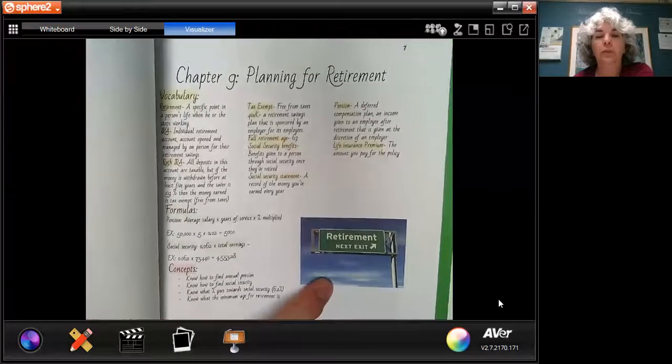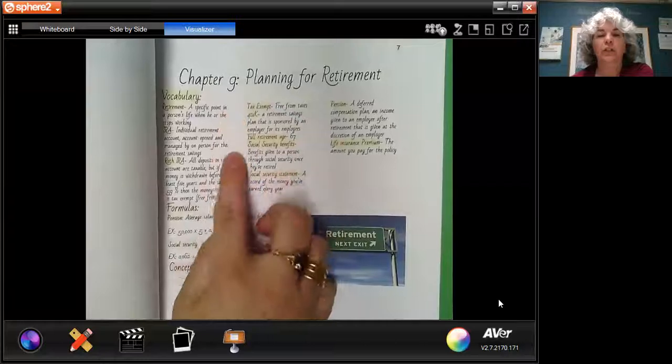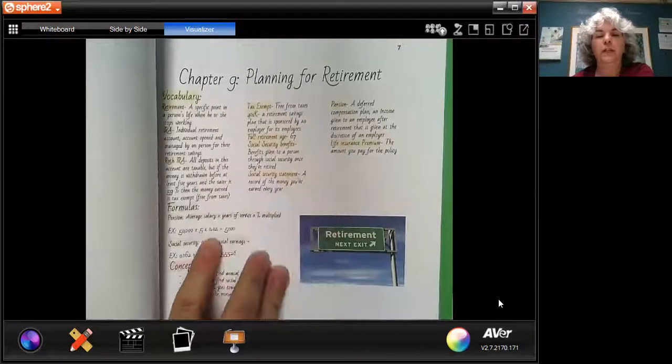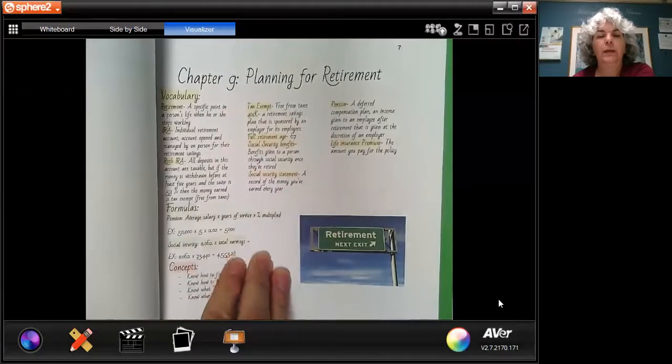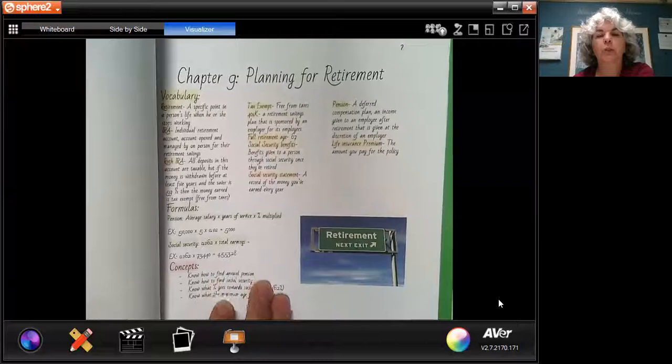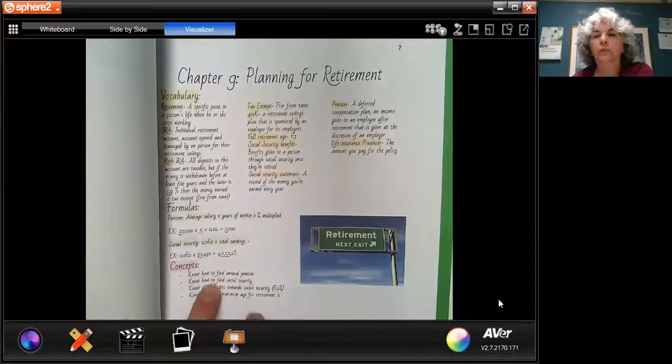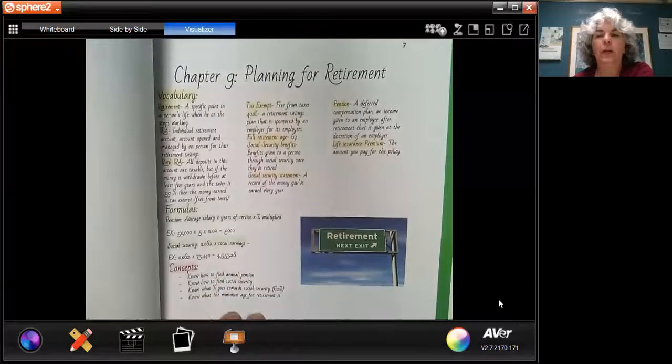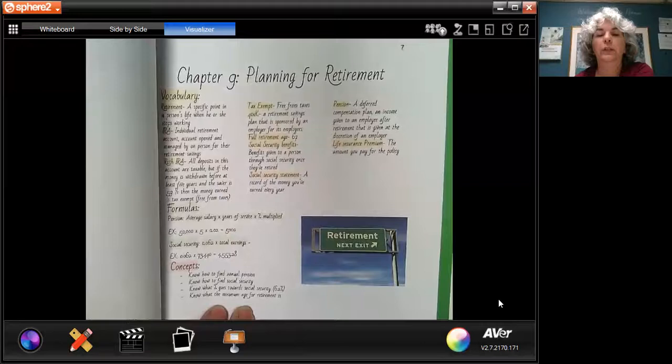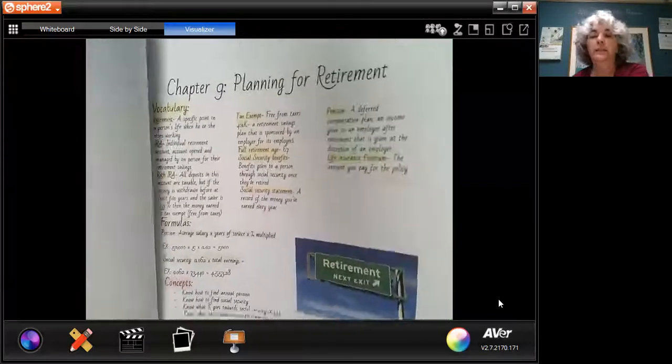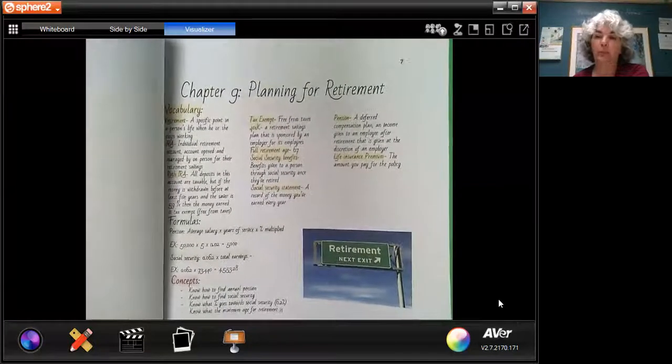Although she does have a picture, and she has a title, and she has the vocabulary words, she hasn't explained her examples, and her concepts are not what I'm looking for. I'm not looking for a list of things that you need to know how to do. I'm looking for a list of important things to know. Okay, so this is not a great example. Let me show you an example that is better.